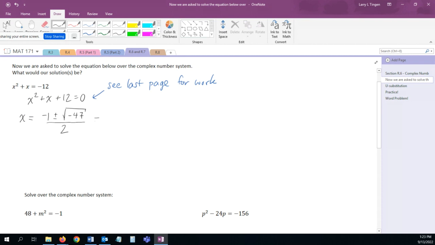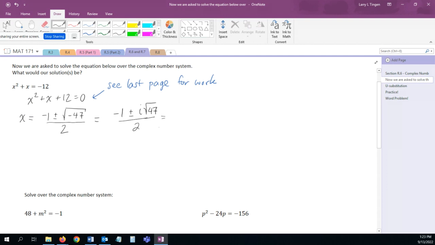Well, what I'm going to do is the same thing I've been doing as I've been dealing with the square roots of negatives. The square root of -47 is the same thing as i times the square root of 47 over 2. Okay, so what are my solutions? 47 is prime. It doesn't have any factors other than 1 and itself.